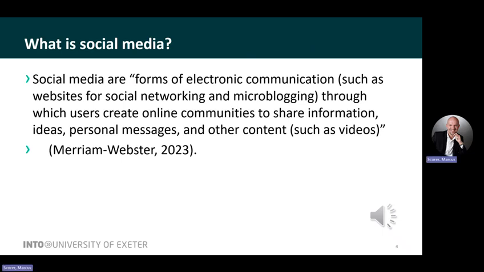Not long after this, in 2007, Steve Jobs, the then CEO of Apple, announced the launch of the iPhone. Smartphones equipped with front-facing cameras enabling the selfie photo are clearly linked to the rise of social media. Since then, we've seen an explosion of platforms, each with its unique features and appeal. Here are a few well-known examples.